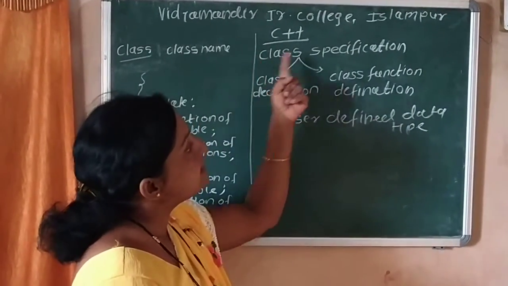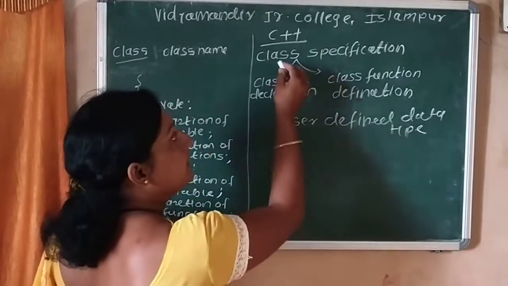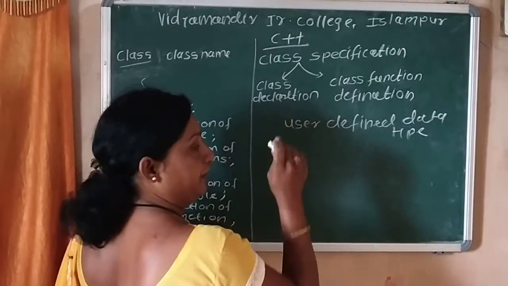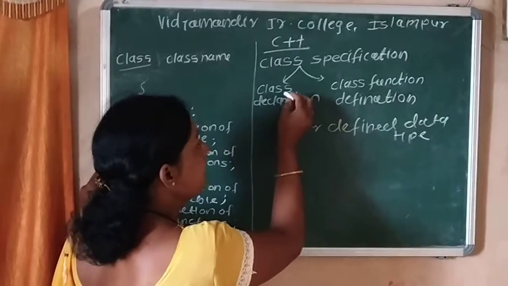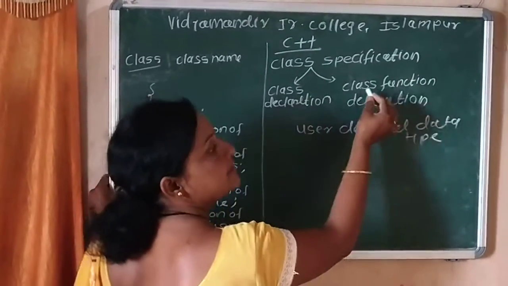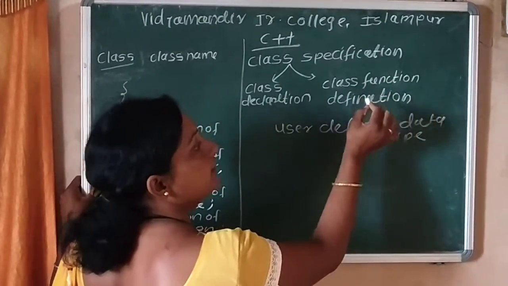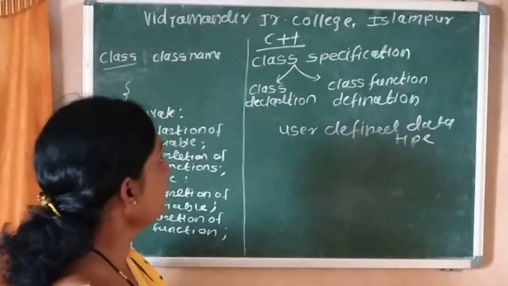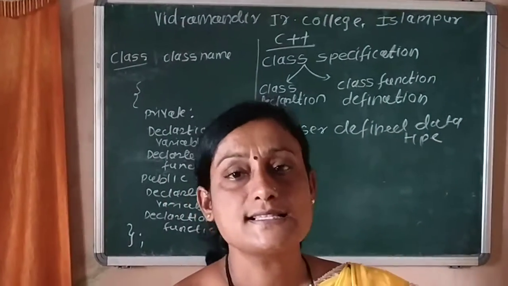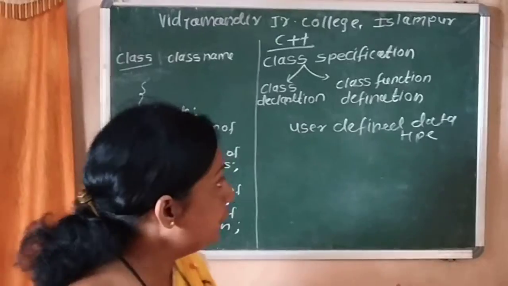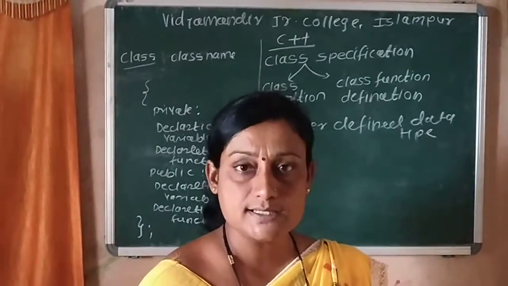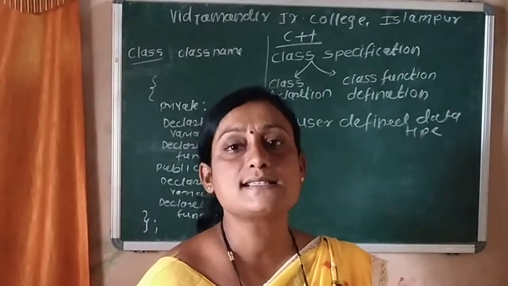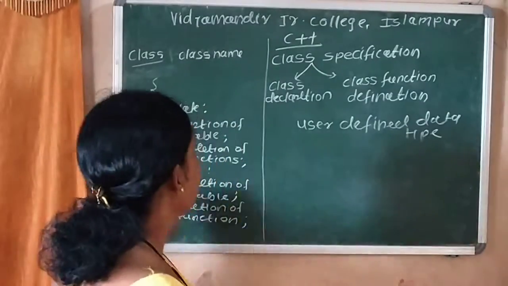Class specification. The class specification is divided into two categories. The first one is the class declaration and the second one is the class function definition. First we discuss class declaration. Before using the class, we must declare the class in our program.